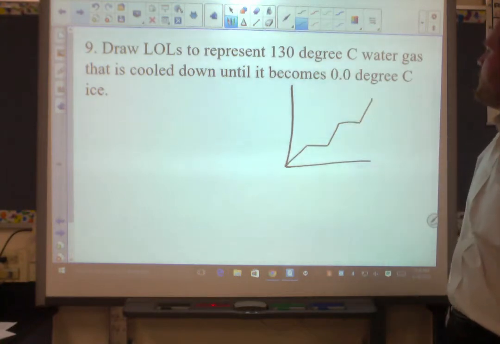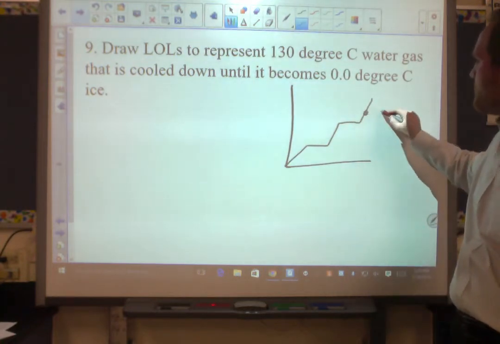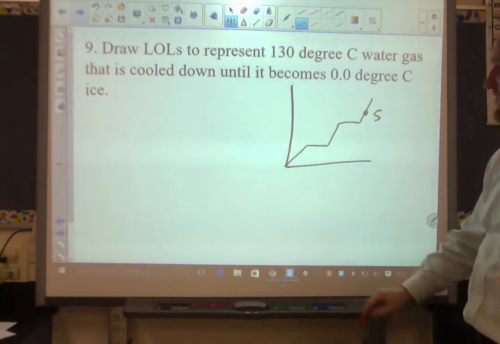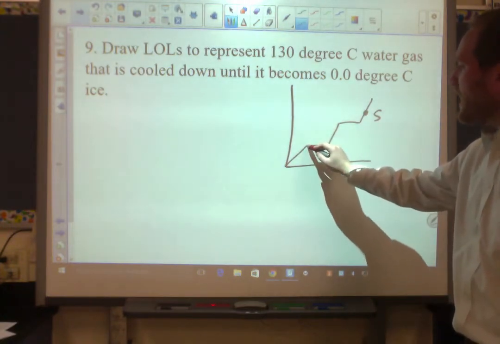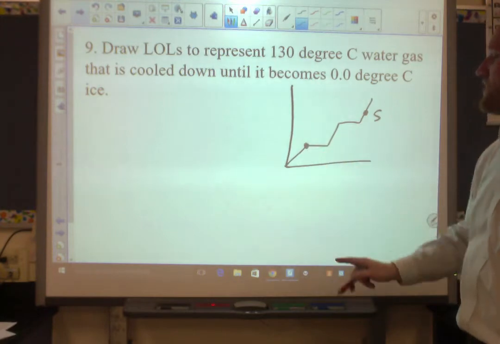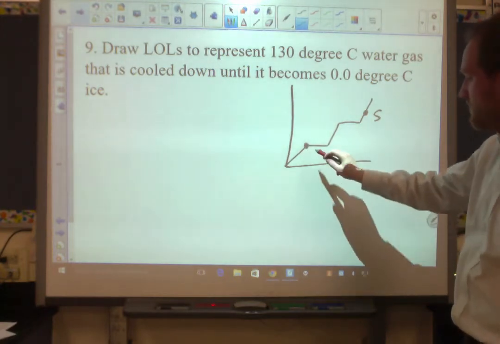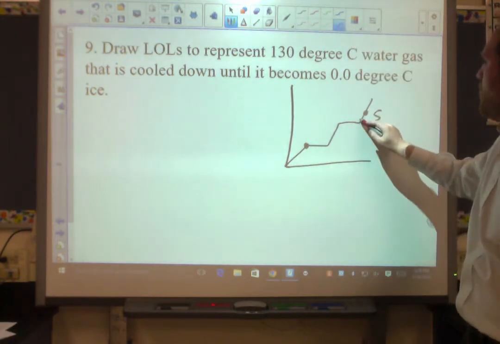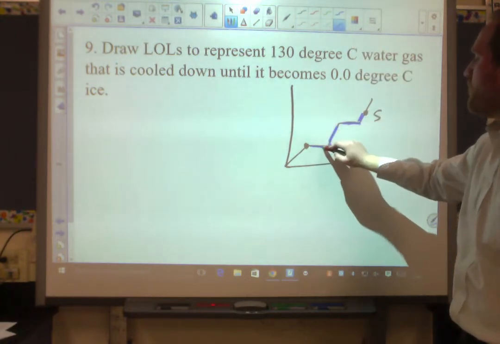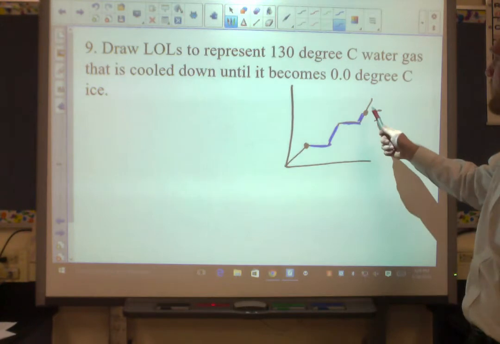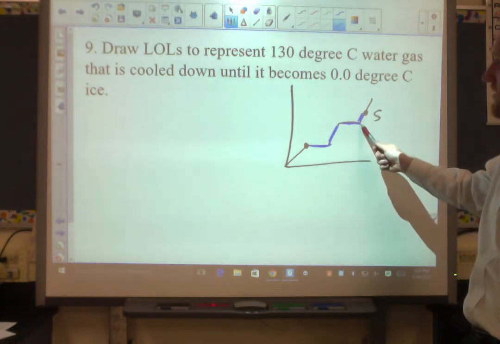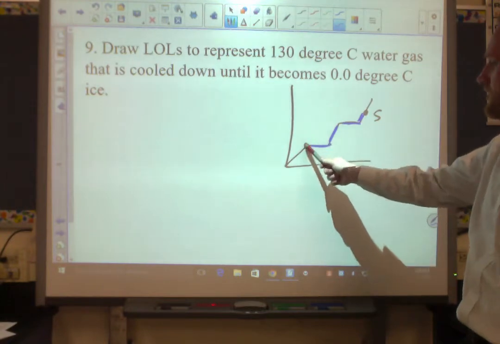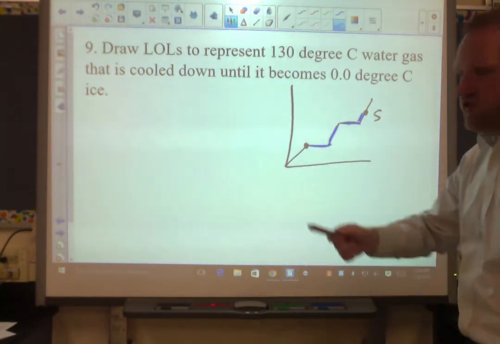We're starting with 130 degree water gas, so here's our starting point. We're ending with 0.0 degrees Celsius ice. Now this is ice, but we're ending here. Notice, we're technically ice, but we're actually at the brink between these two. So this is going to be a 4-step problem where you go from 130 gas to 100 gas, 100 gas to 100 liquid, 100 liquid to 0 liquid, 0 liquid to 0 solid. 4 steps. So you should have 4 LOLs.